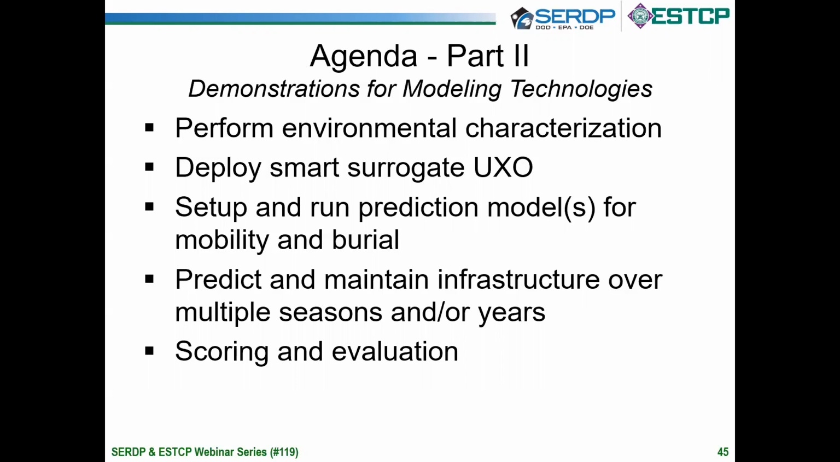And then finally, we get to the scoring and evaluation piece. I'm not going to say anything about that other than to make a plug that I know Shelly Cazares is going to give a presentation at the symposium this year about scoring and evaluation of demonstrations. So I think we should all tune in and look forward to that.